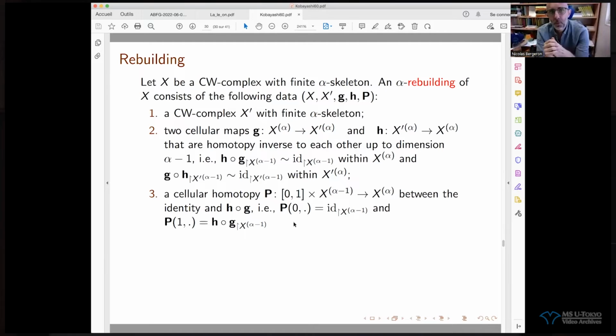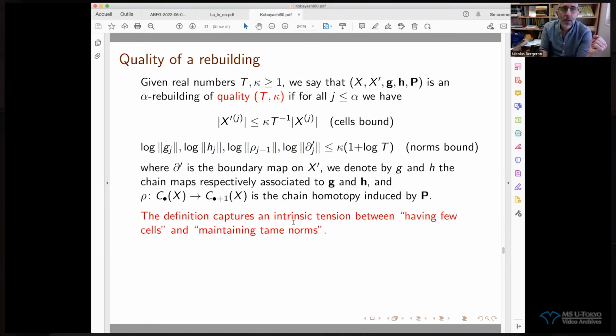So again, the philosophy is that we want to simplify the cellular complex to have a smaller skeleton, and we want to remember the quality of this simplification, and that's why we bound the quality of such a rebuilding. And the quality depends on two numbers, T and kappa. And so we ask that the number of cells in the rebuilt cellular complex is the number of cells of the first cellular complex, but divided by T.